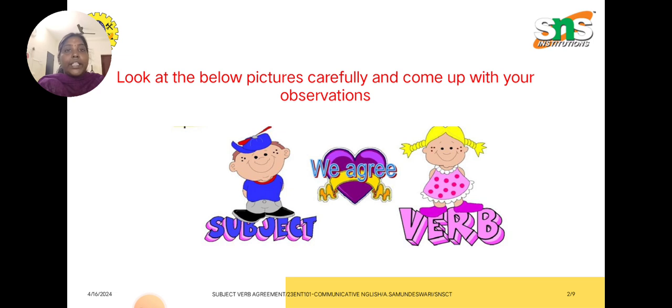So throughout this topic we are going to see that if a subject is singular, we have to use a singular form of a verb. If your subject is plural, you have to use a plural form of a verb. So these are the few things that will be followed throughout the topic.